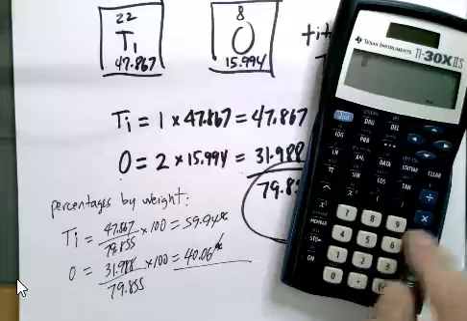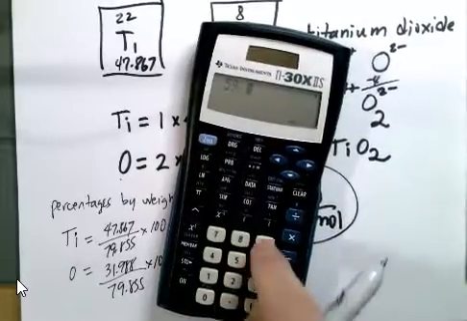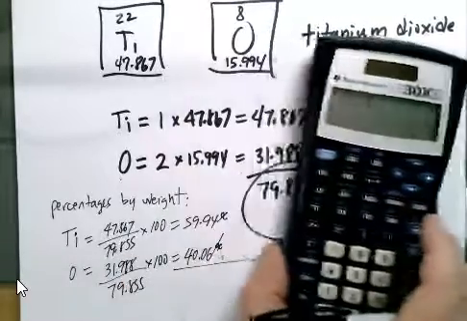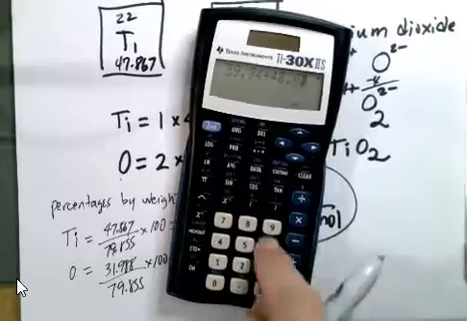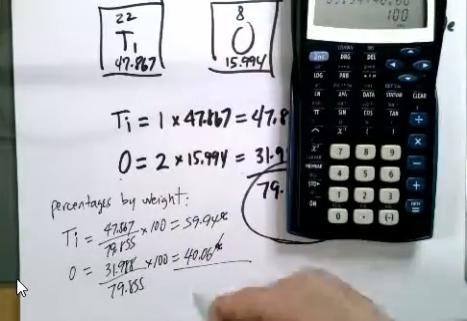So we got 59.94 plus 40.06, and I got exactly 100%.